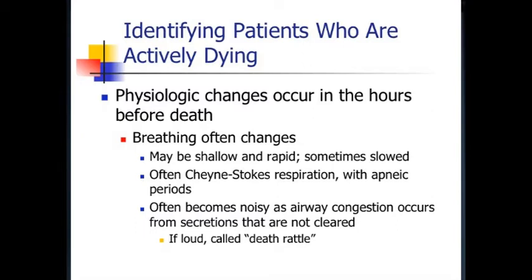So cognition changes in this variable way, breathing changes in this variable way. And neurologically, patients are often flaccid with myoclonic jerks, and they may have urinary and fecal incontinence followed by no incontinence. Okay?